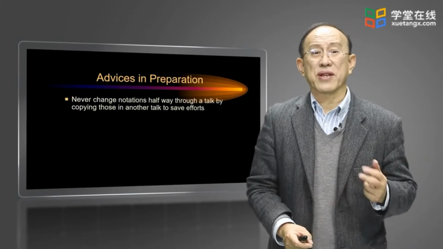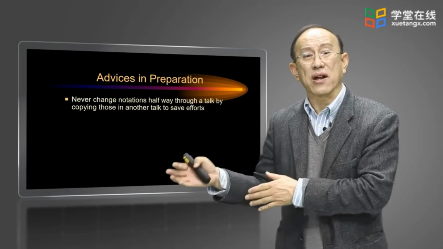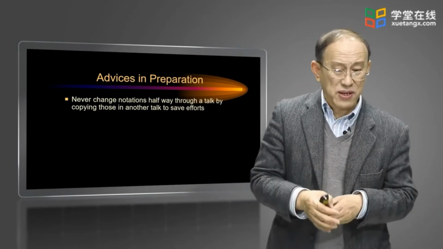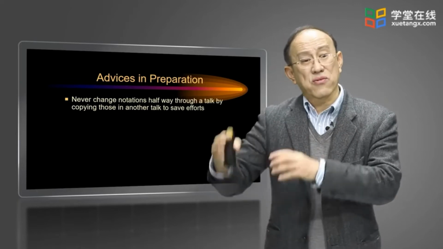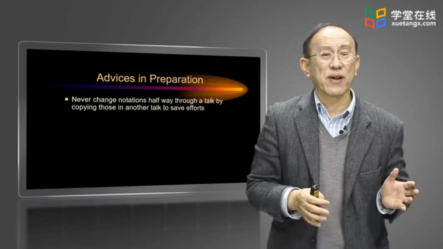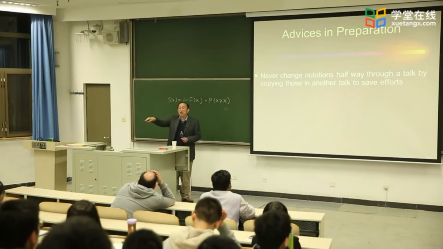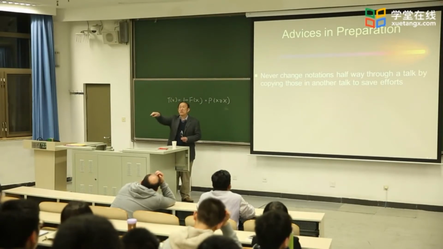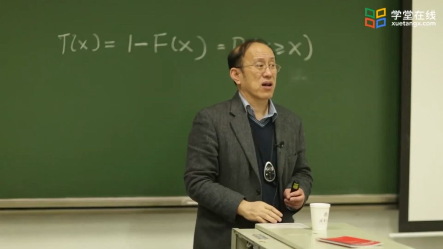Don't change notation halfway through a talk by copying those from another talk to save effort. Because if you use, say, a circle to represent something, you represent the same thing throughout the talk. Do not change it halfway, because the audience may get confused. If you're using a rectangle, okay, 用一个长方形 representing some process, use it all through your talk.